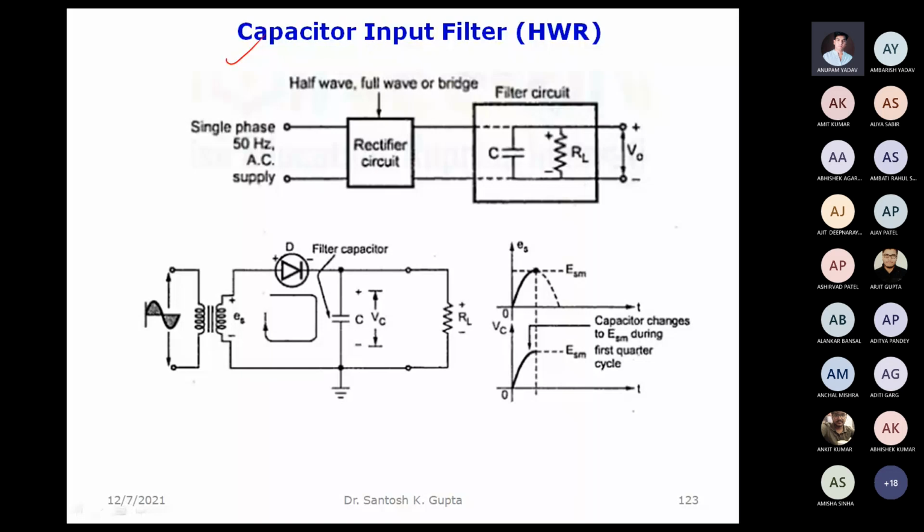Now this is capacitor input filter across the load, because we have just understood that either we can use the inductors in series or we can use the capacitor in parallel. So here the capacitor is being used in parallel to the output. So what is happening here due to the use of this capacitor in parallel? Let's argue here.